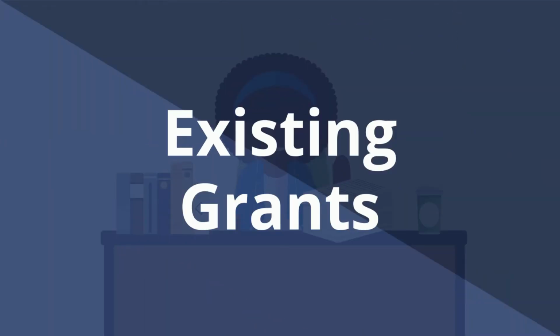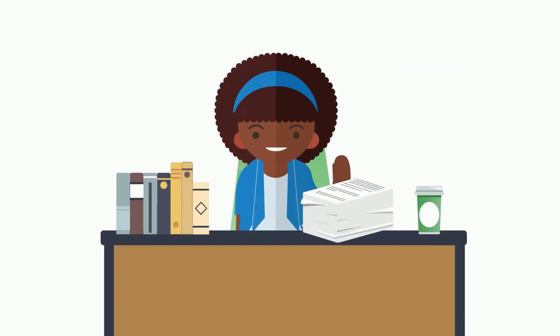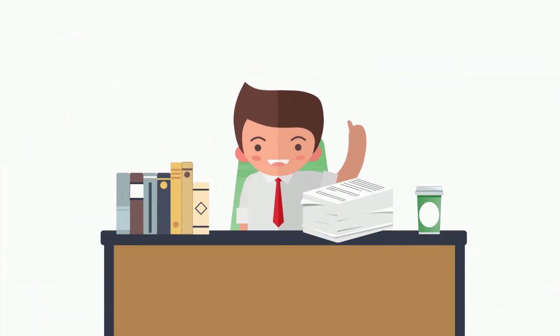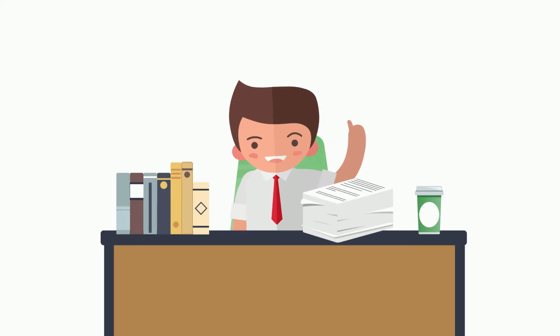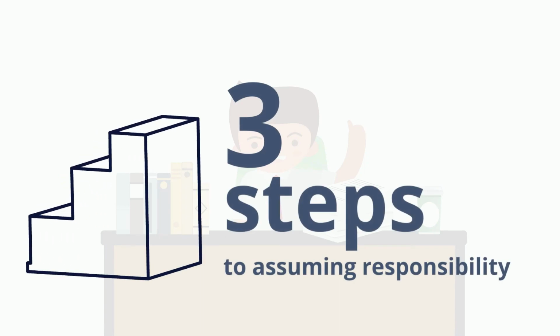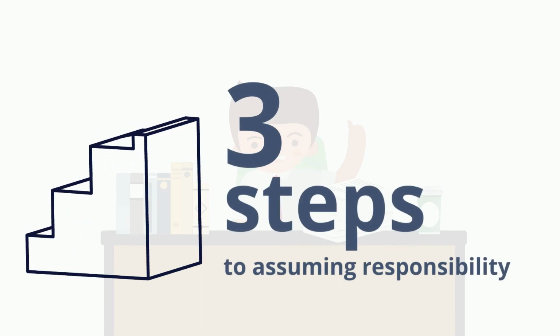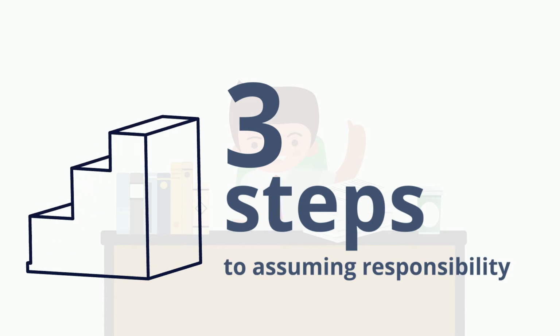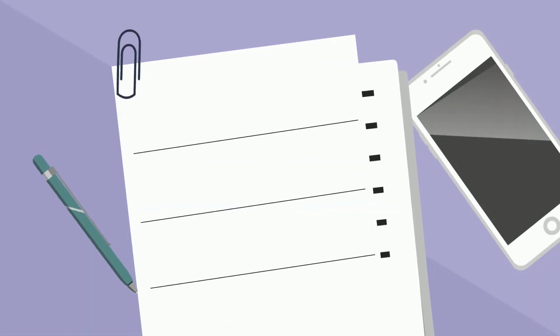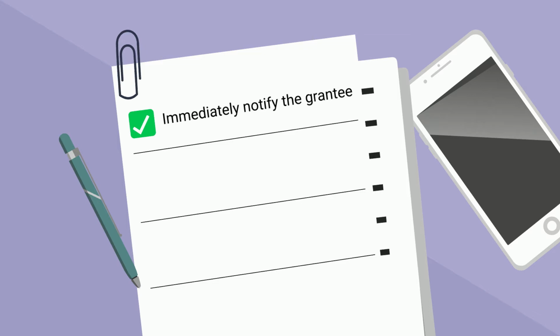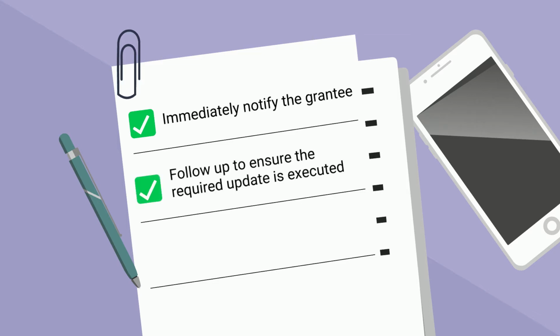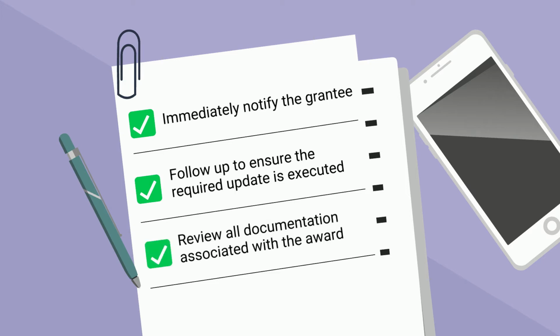When a GOTR takes responsibility on an existing grant, the GOTR change should be made quickly to avoid delays in the work progress. There are 3 steps the GOTR should take when assuming responsibility for an existing grant. They should immediately notify the grantee in writing that a change has occurred. Follow up to ensure that the required update for a GOTR change is executed in e-grants. Review all documentation associated with the award.